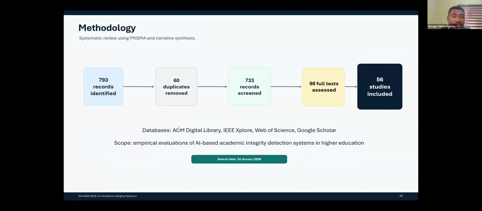Now, our methodology. For our methodology, we used the PRISMA approach. Our search covered ACM Digital Library, IEEE Xplore, Web of Science, and Google Scholar. During our initial search, we identified 793 records. After removing 60 duplicates, we were left with 733 records, which were screened. The 90 articles were assessed for eligibility based on the inclusion and exclusion criteria. And at the end of the assessments, 56 studies were finally included in our study.